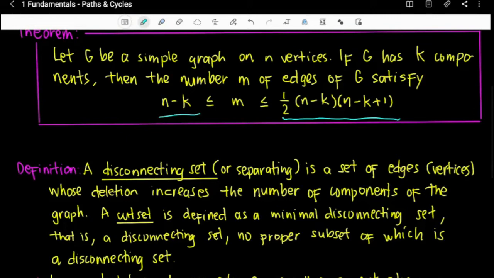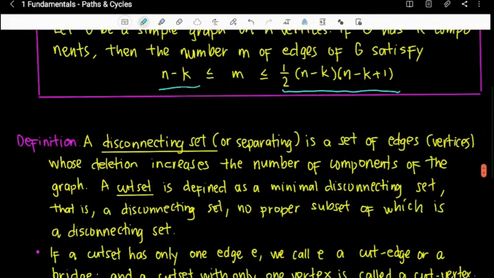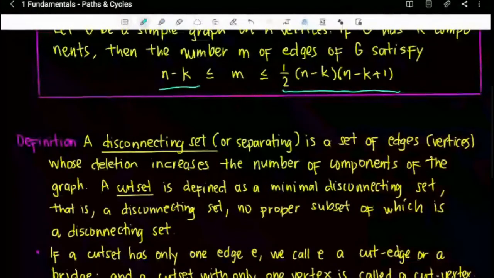Okay? So, once you delete a number of edges, or for a separating set, a number of vertex, tas naging disconnected yung graph mo, then those vertices or edges that you delete are called, for edges, a disconnecting set, for vertices, a separating set. But again, they mean the same thing. Ginawa mong disconnected yung graph by deleting them. Now, a cut set is a disconnecting set that is minimal. So, it's a minimal disconnecting set.